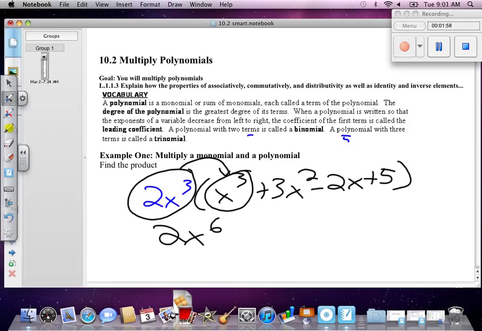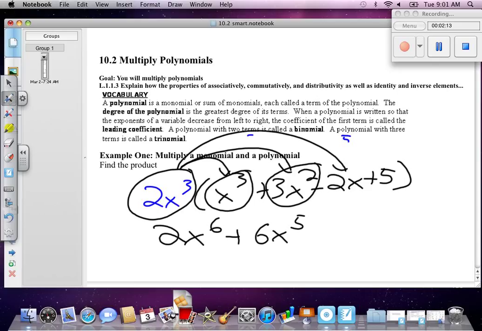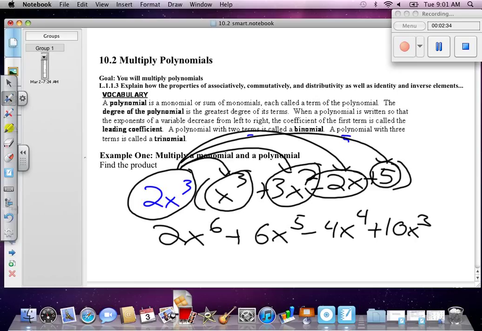Then we're going to take 2x to the 3rd and multiply it by 3x squared, which is going to give us 6x to the 5th. Then we take 2x cubed and multiply it by negative 2x, and we get negative 4x to the 4th. And then we take 2x to the 3rd and multiply it by 5, and we get plus 10x to the 3rd. So every number on the outside of the parentheses, we multiplied by each term on the inside.